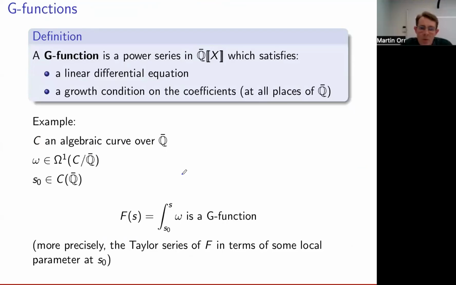So what is a G function? A G function is a power series whose coefficients are algebraic numbers, and it has to satisfy a linear differential equation with coefficients in rational functions over Q bar, and it satisfies a growth condition on the coefficients at all places of Q bar. So another way of saying that would be it satisfies a growth condition for the absolute values on all the embeddings of Q bar into C, and it satisfies a growth condition on the denominators, the coefficients. That takes care of the finite places.